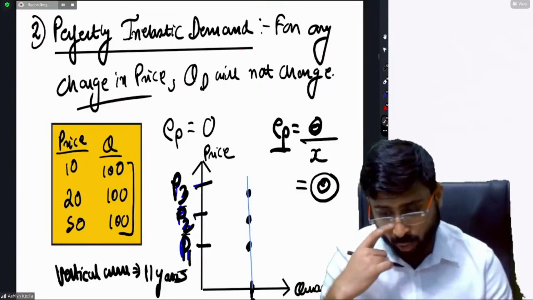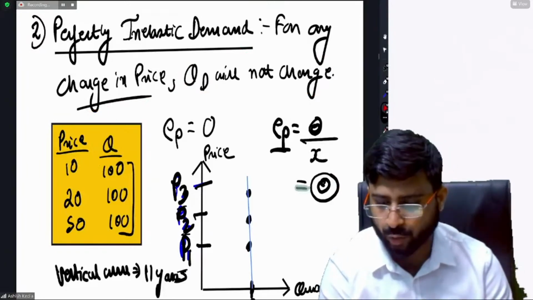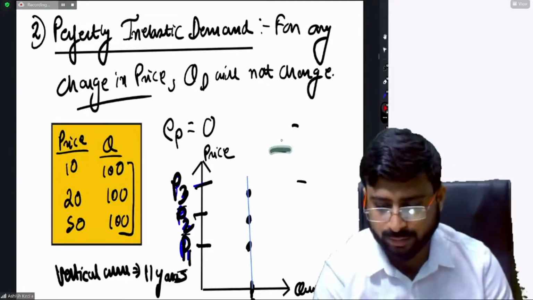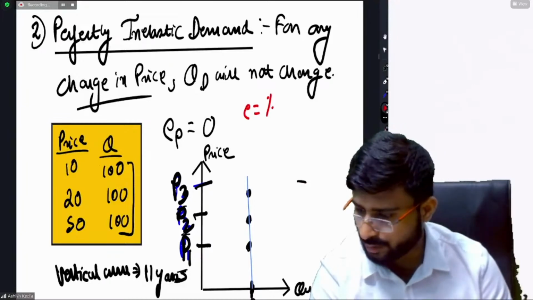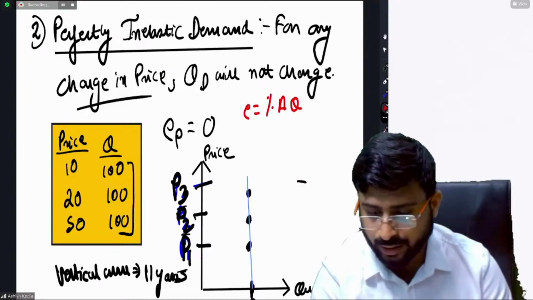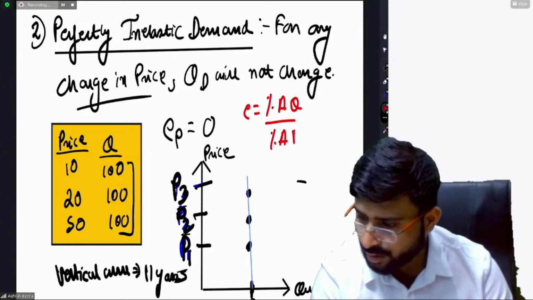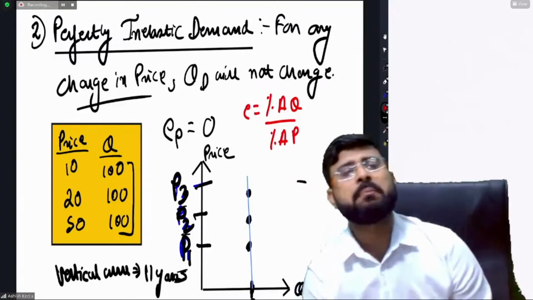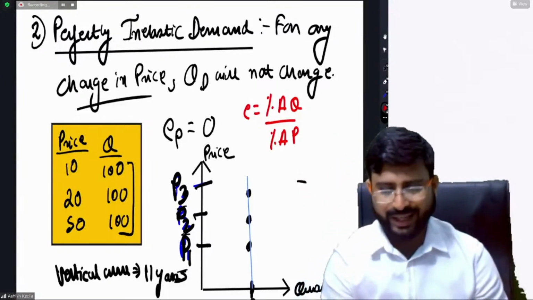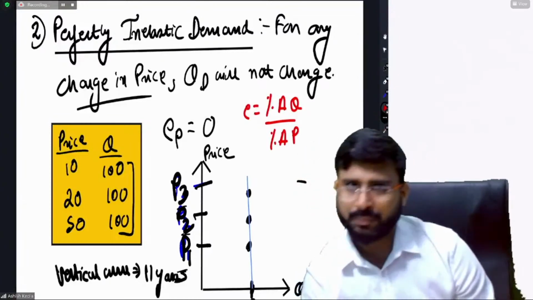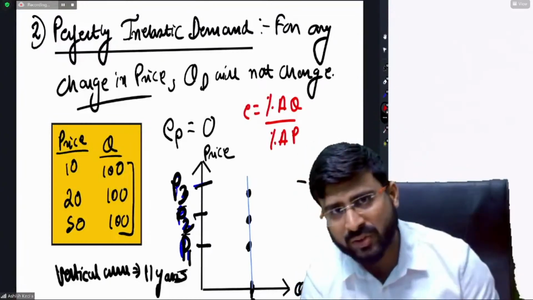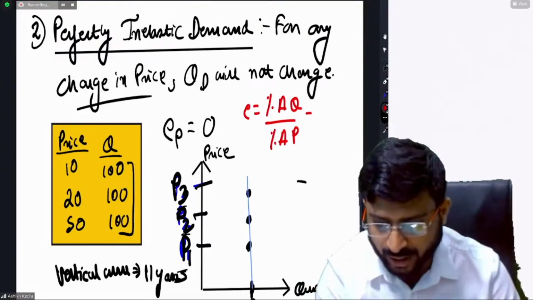And you all know what is elasticity. How is elasticity computed? You all remember? Yes, sir. Percentage change in quantity by percentage change in price. Right, everyone? What is elasticity? Percentage change in quantity by percentage change in price. Now pay attention, everyone.